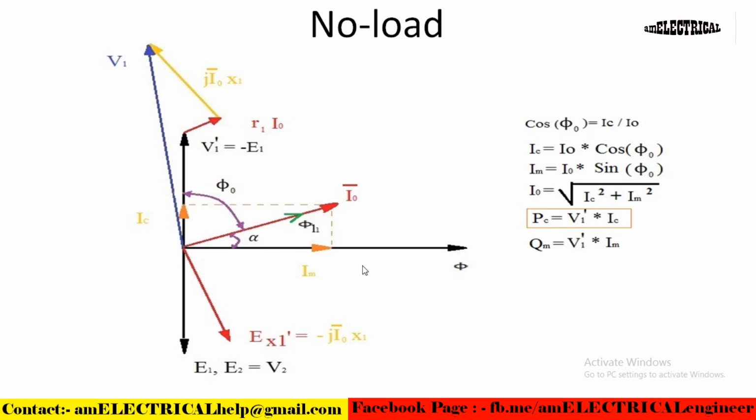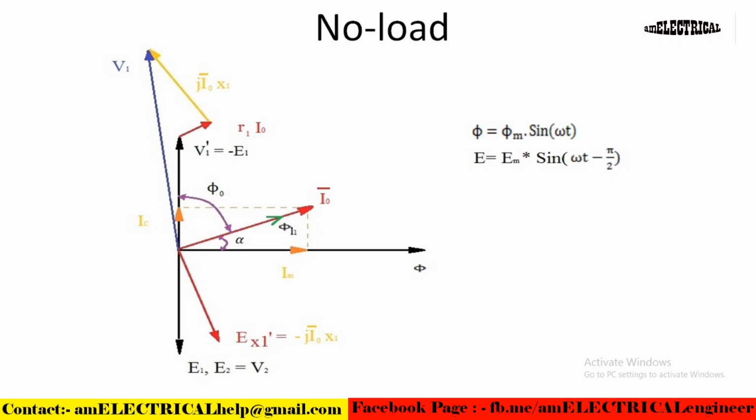Here, as phi m is common to both the primary and secondary winding, that's why it is taken as the reference phasor. Now the question is, why are E1 and E2 lagging this phi m? In the previous video, we have already discussed that phi equals phi m sin omega t and E equals Em multiplied by sin omega t minus pi by 2. So E1 will be equal to E1m, here m is the maximum value, E1 equals E1m sin omega t minus pi by 2 and E2 will be equal to E2m sin omega t minus pi by 2.